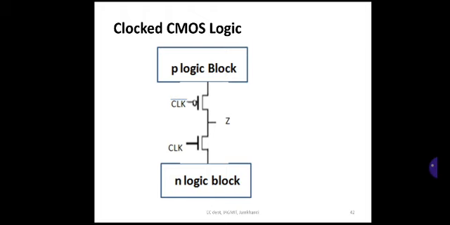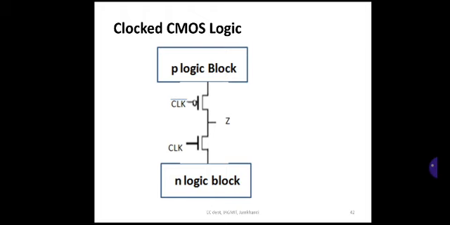As you can see from the block diagram, the above is a P logic block and below you have an N logic block, same as the CMOS logic. But why is the name clocked CMOS logic? Because in between the P logic block and N logic block there are 2 transistors which are connected with the clock pulse.